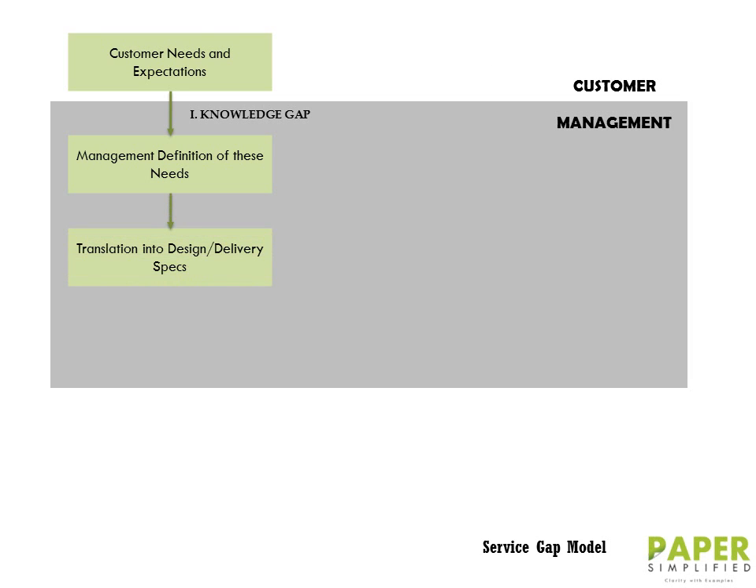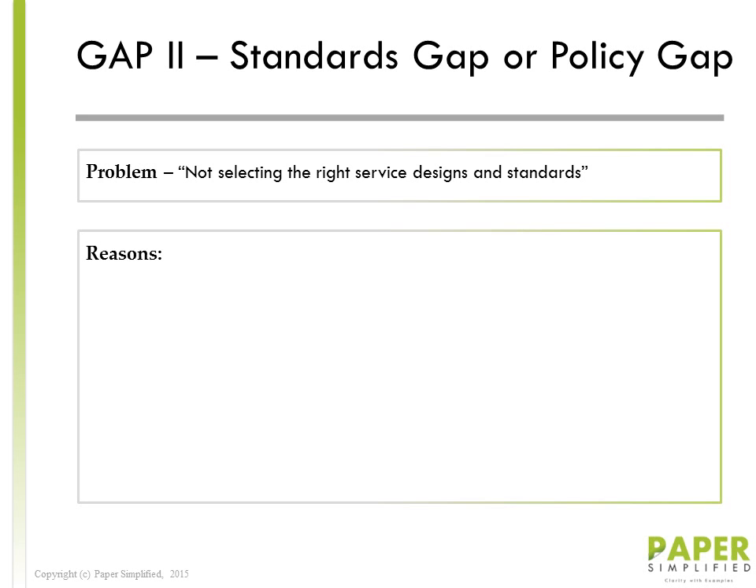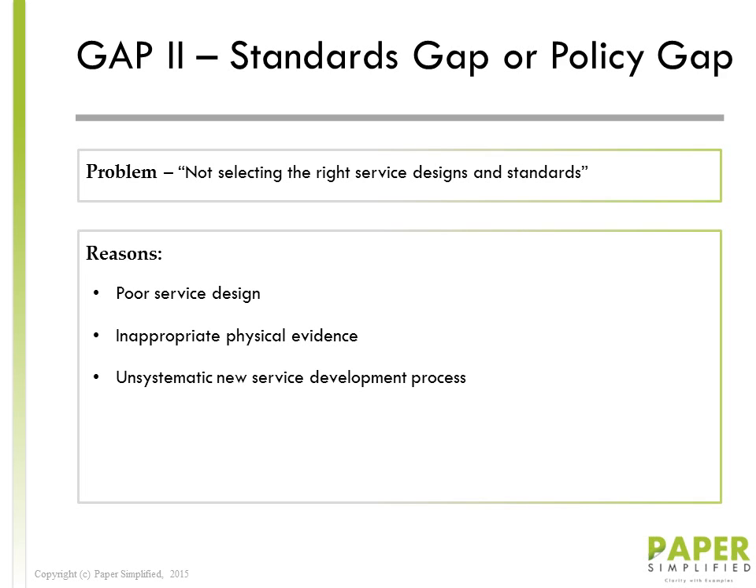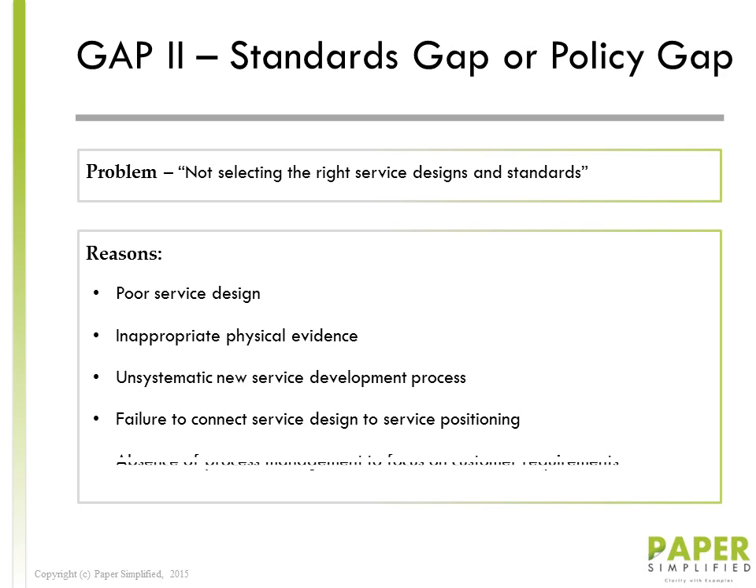The next gap is known as the standard gap. The standard gap, or the policy gap, is basically not selecting the right service design and standard. The reasons for the gap are poor service design, inappropriate physical evidence, unsystematic new service development process, failure to connect service design to service positioning, and finally, absence of process management to focus on customer requirements.